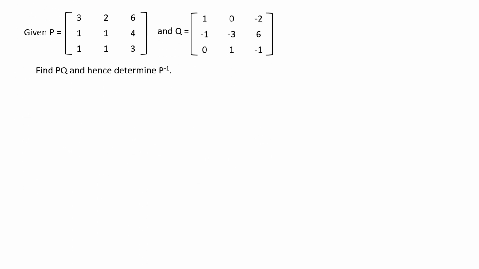Look at the question. Given matrix P equals 3, 2, 6, 1, 1, 4, and 1, 1, 3, and matrix Q equals 1, 0, negative 2, negative 1, negative 3, 6, 0, 1, and negative 1. Find the multiplication of matrices P and Q and hence determine the inverse matrix of P.